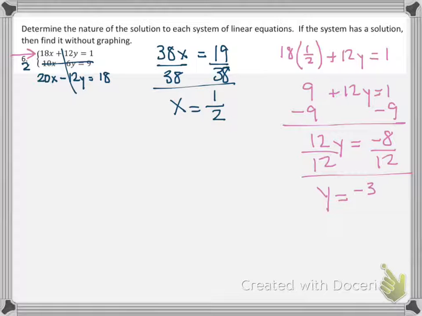-2/3. Divide them both by 4. -8 divided by 4 is -2. 12 divided by 4 is 3. Y is -2/3. So the solution is x value 1/2, y value -2/3. That's the solution to this system.